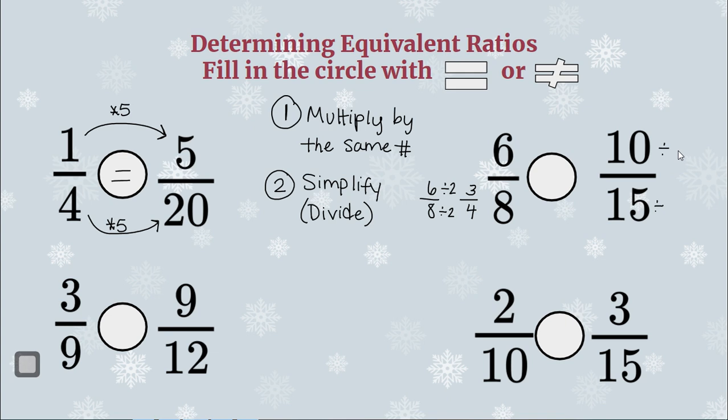Well, we can divide both of them by the common factor of 5. So when we do this, 10 divided by 5 is 2, and 15 divided by 5 is 3. So when we simplify these ratios, we really have 3 to 4 and 2 to 3. Do you guys think that these are equivalent? No, this one is not equivalent, so I'm going to use the not equal to sign.